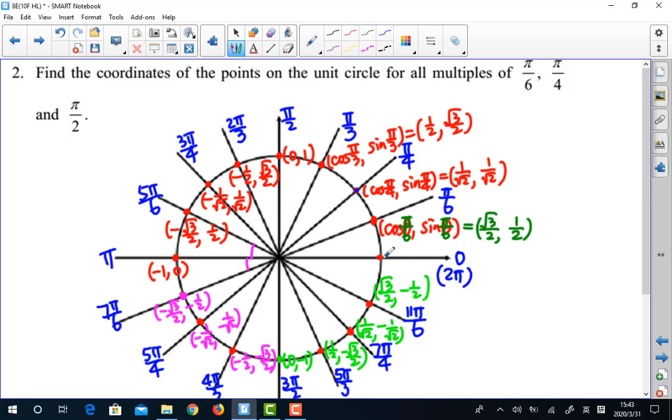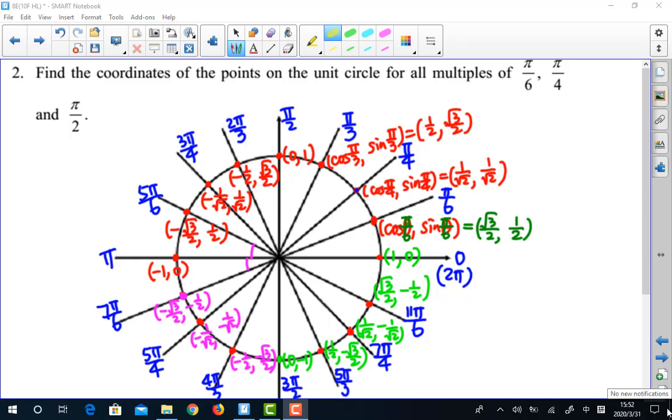The last point, let's go back to 2 pi, which is the same as 0. And this one should be 1, 0. That's how we can finish the coordinates of all those points on the unit circle for all those special angles between 0 and 2 pi inclusive.